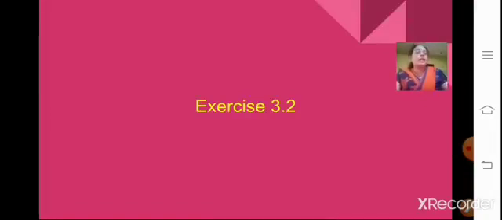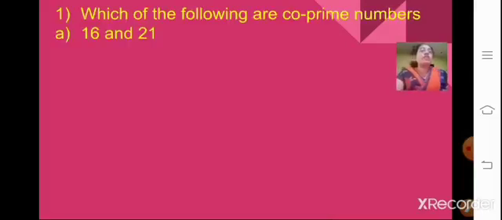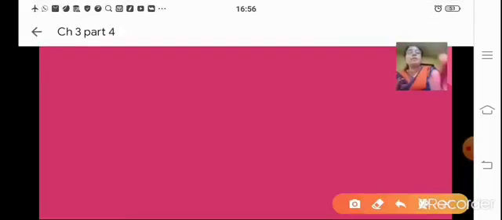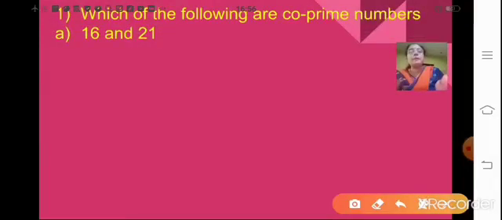Now let us start with exercise 3.2. This you have to take down in your notebook. Which of the following are co-prime numbers? Here there are two numbers, 16 and 21. First let us find the factors of 16 and 21. Suppose I write the number 16 here.